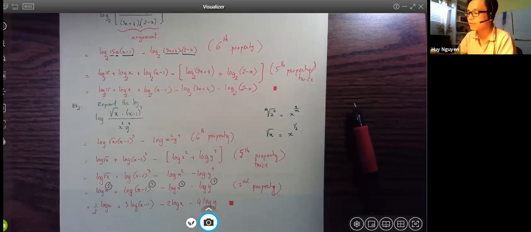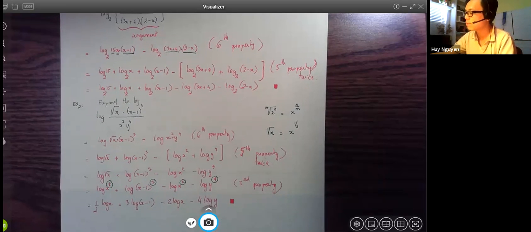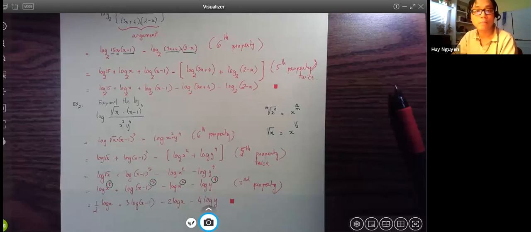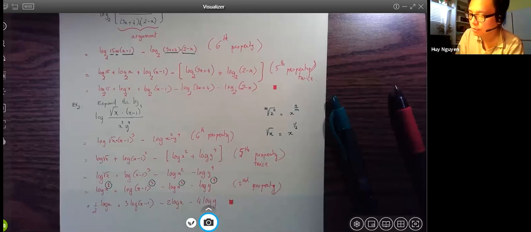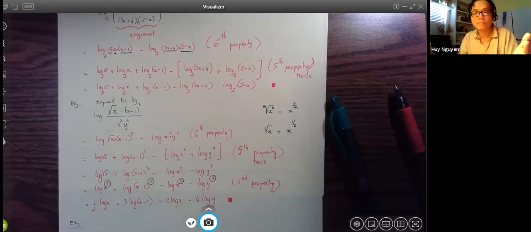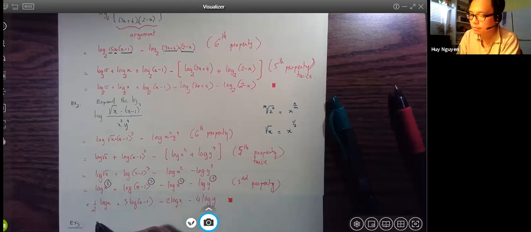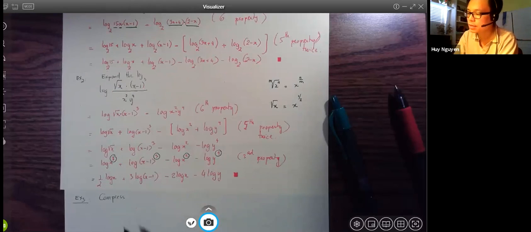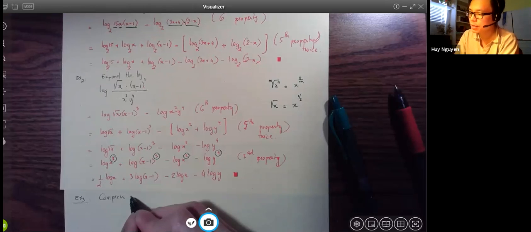All right, now example number 4. In example number 4, we're going to deal with the second type of question, which is compression. So in this example, they give you a bunch of logs, and they ask you to compress. Some textbooks write condense. Okay, but I'll write compress log expression.